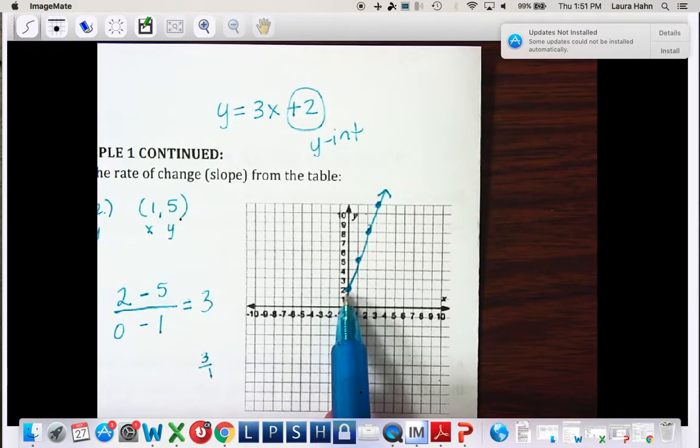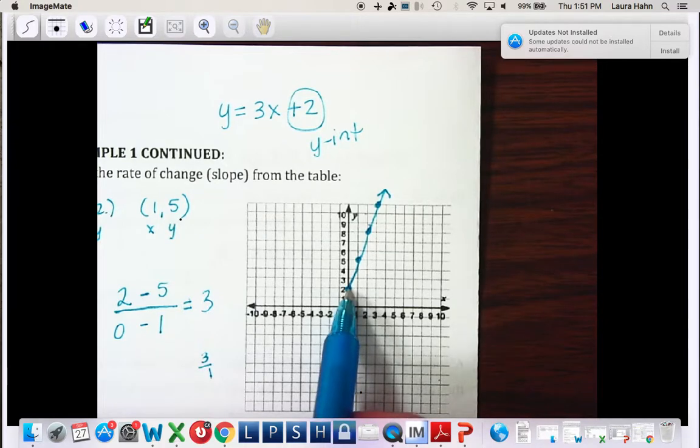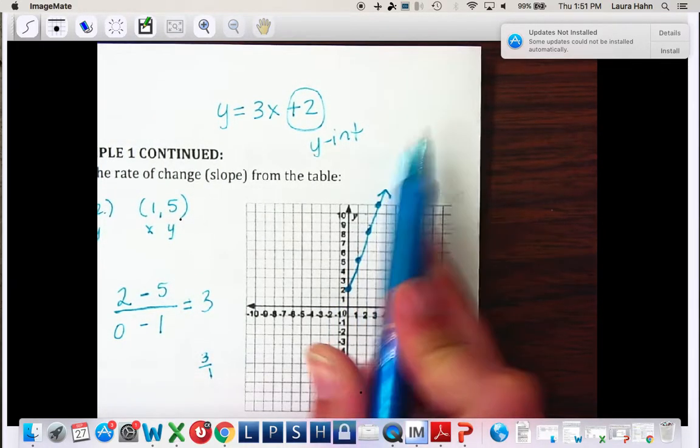I know I want to stop my graph right here because this is talking about money, right? And money and time, neither money nor time can go in the negative direction. So my money started at 2, and it's going to go up by 3 each week that he saves.